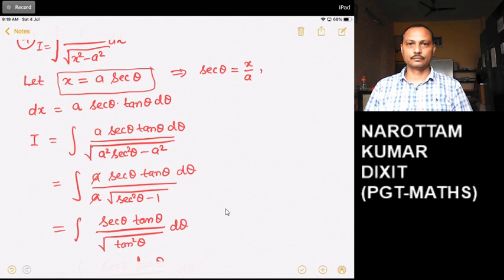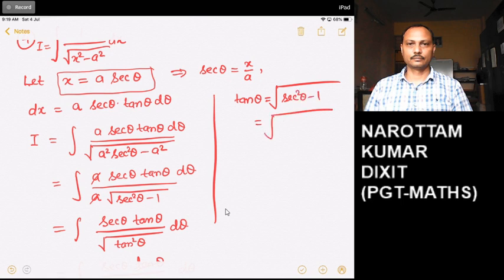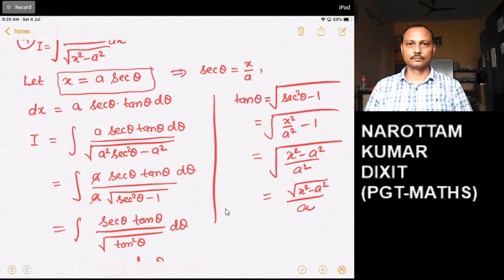And what we can write in place of tan theta? So you know that tan theta is equal to square root of sec square theta minus 1. So taking the value of sec theta, that is x upon a, it is x square upon a square minus 1. Then we get x square minus a square divided by a square. So it is under root x square minus a square divided by a.